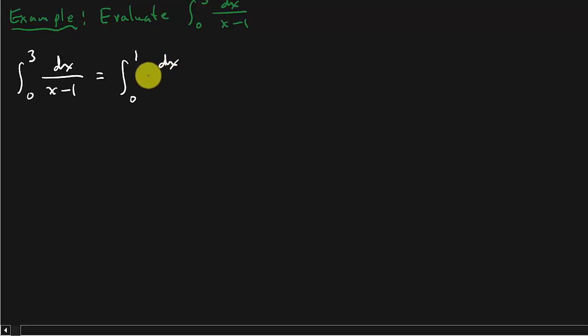0 to 1 dx over x minus 1 plus 1 to 3 of dx over x minus 1.